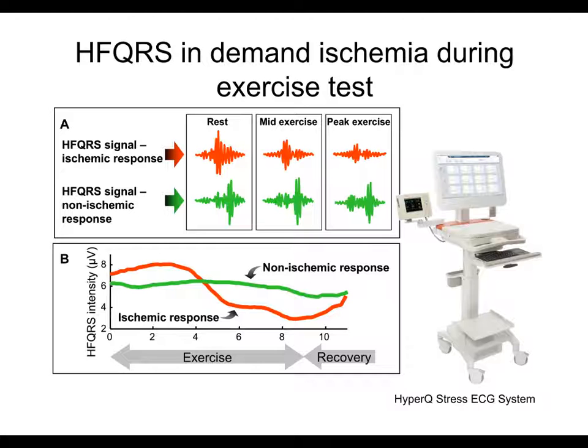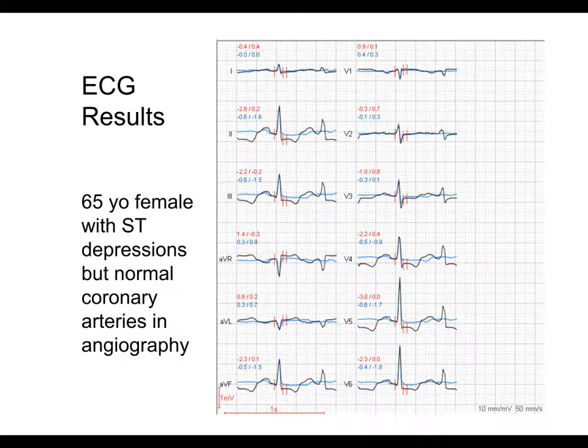HFQRS can also be used during demand ischemia. By monitoring and analyzing the HFQRS during the stress phase of an exercise test, the evolution of ischemia can be detected with better accuracy compared to ST changes. In a normal subject, we expect to find a uniform level of HFQRS, but in a patient with coronary artery disease, demand ischemia would develop during the exercise, resulting in a significant reduction of the HFQRS amplitude. This characteristic trend line, which is depicted in red in Figure B, is used for diagnosing coronary artery disease.